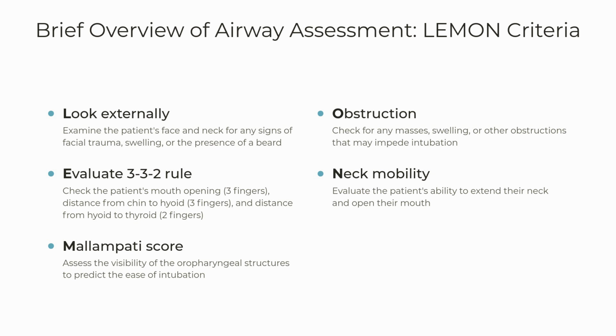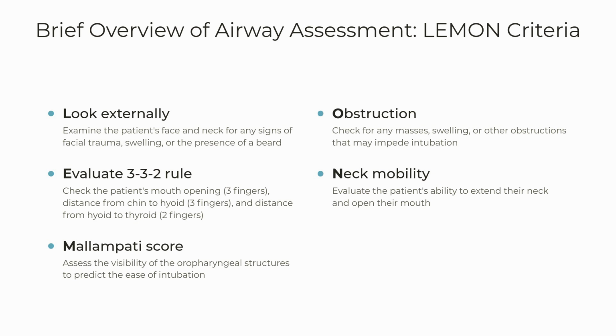Can the patient fit 3 fingers between incisors to check mouth opening, 3 from chin to hyoid to assess the submandibular space, and 2 from hyoid to thyroid to assess laryngeal position? Deviations predict trouble aligning axes. M, Mallampati score. Class 1, tonsils visible, is easy. Class 4, only hard palate, is tough.